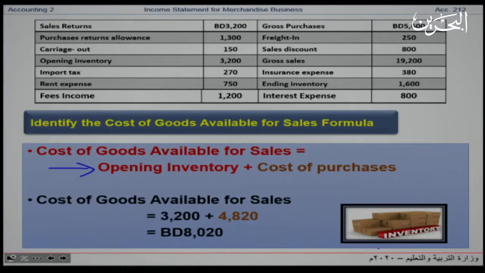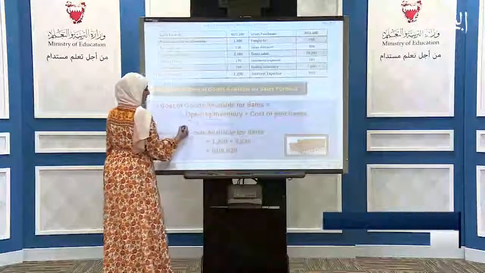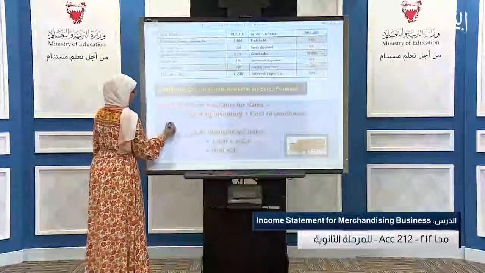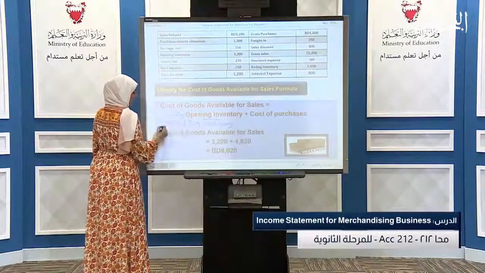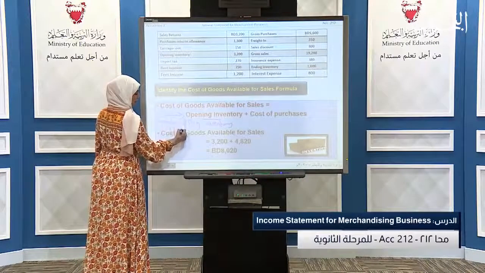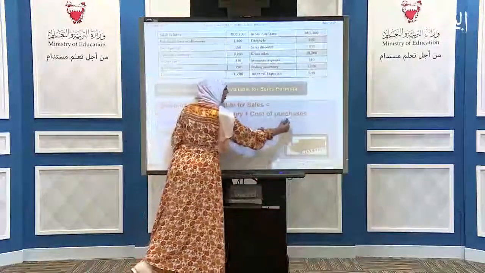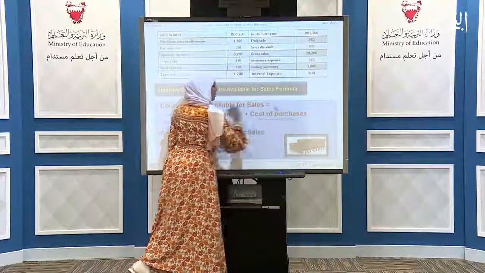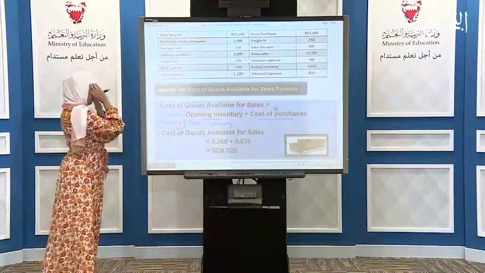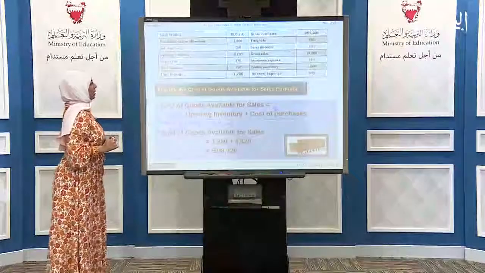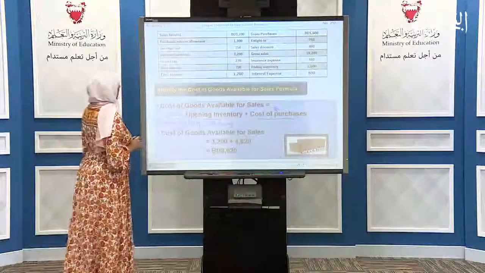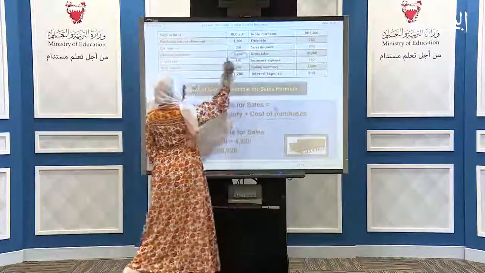I need to use the opening inventory, and maybe in other questions they call it the beginning inventory, or they will say inventory at the 1st of January 2019. I will take the opening inventory and add it to the cost of purchase, the one I find in the previous slide. So the opening inventory for Abdullah Company, as we look at our data, is 3,200.